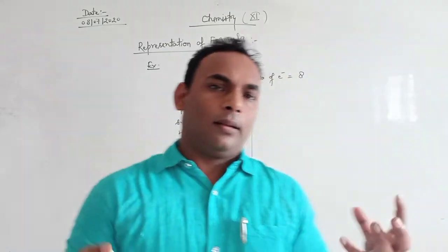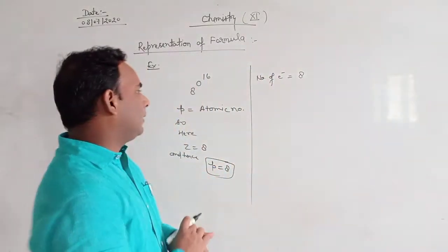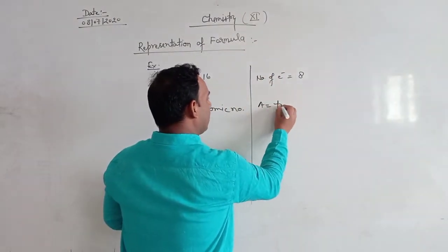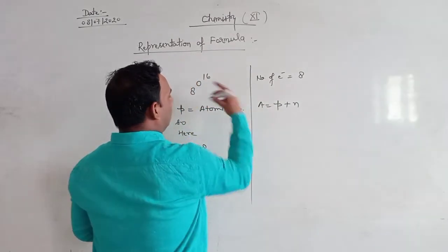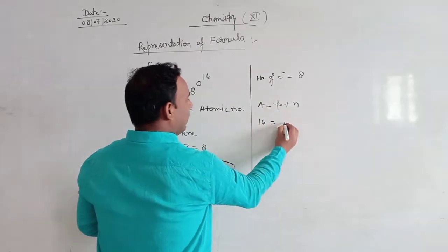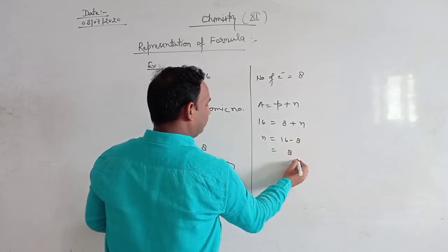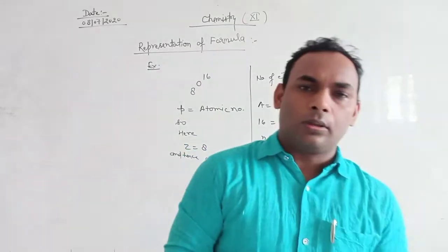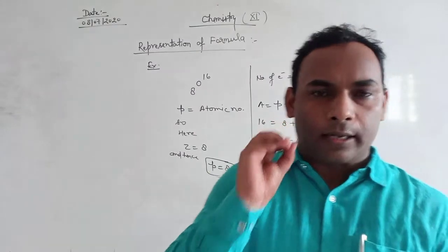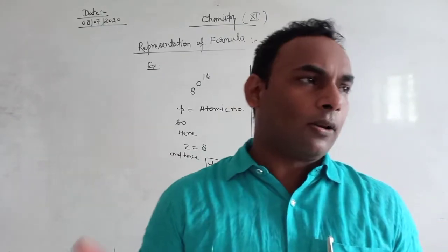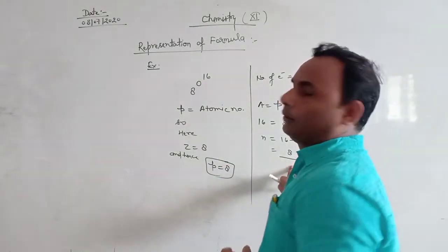Now, how can we calculate the number of neutrons in this example? By using this formula, A equals mass number, 16 equals P, 8, plus N, so N equals 16 minus 8. So the answer is, in the oxygen atom the electrons are 8, protons are also 8 and neutrons are also 8.